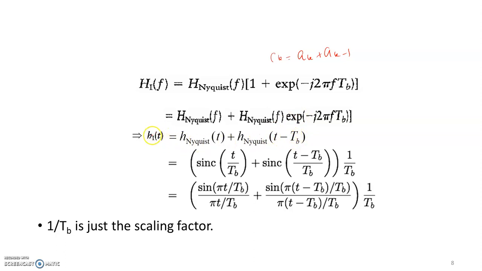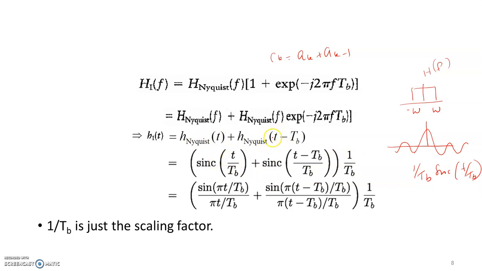So I have the overall H1 of t, which is the overall impulse response of your duobinary encoder. That is, the full system, including the encoder as well as the ideal Nyquist channel, is given by h Nyquist of t plus h Nyquist of t minus Tb. So what is actually h Nyquist of t? We already know the ideal Nyquist channel: the frequency response was non-zero from minus W to W, and the impulse response was a sinc function, given by 1 by Tb sinc of t by Tb.